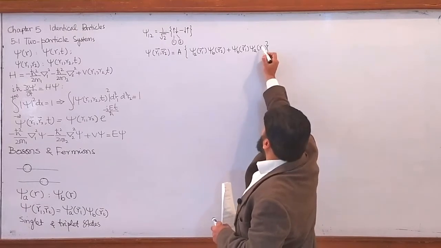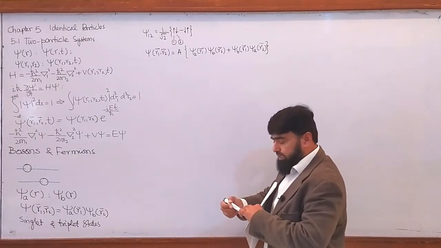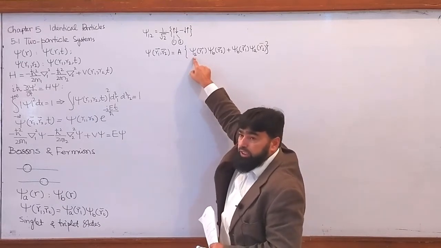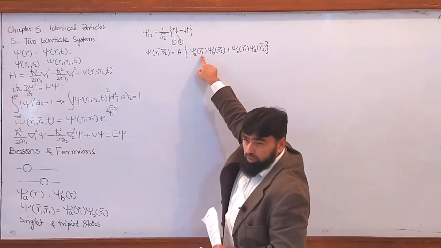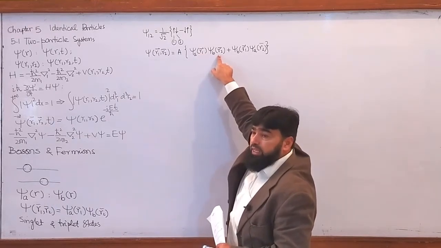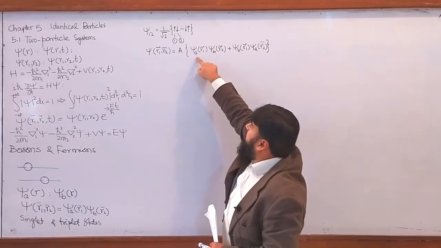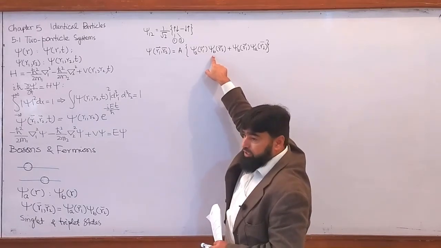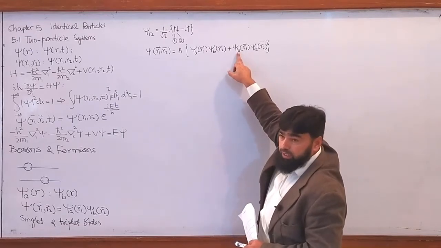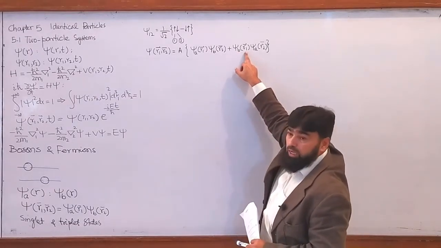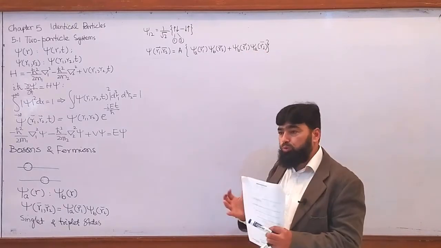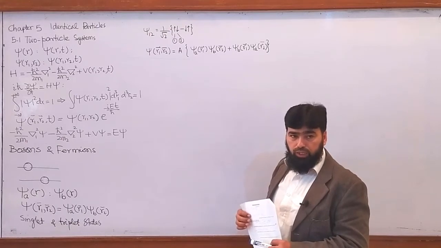Got it? Why am I doing this? This is a wave function. This is a state. Now this state has the coordinate R1, and this has R2. As I cannot say which particle is in which state, I am writing plus psi B, now giving R1 to psi B, into psi A of R2. Now you have added two different combinations.